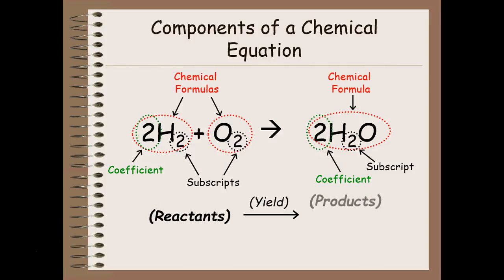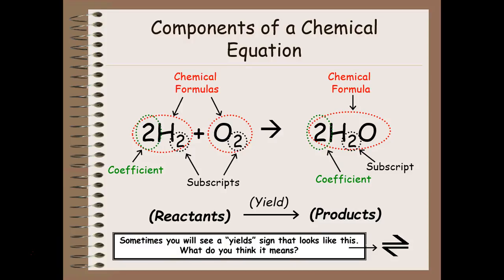Then we have, as we've mentioned, on the left-hand side the reactants. The arrow is where you say yield or yields, and on the right-hand side you have the products. Sometimes you see yield signs that look like this. Any ideas as to what that means? That indicates that the chemical reaction can occur in both directions. You can take the products from one side and break them back down into the reactants on the other side and vice versa.